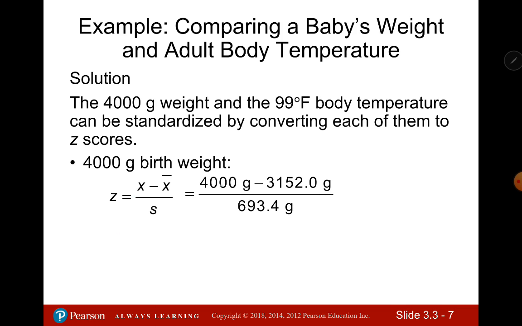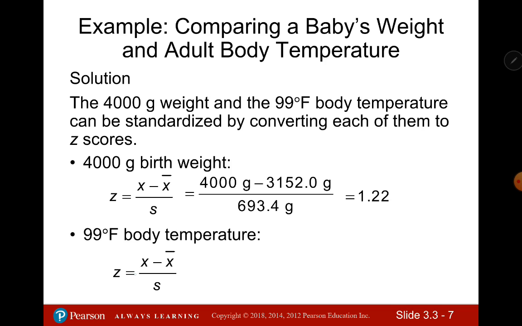So x is the score, the value we want to test. This is the x value, 4,000. We should minus the mean value, which for this sample we know is 3152, divided by the standard deviation from that data set. We will get 1.22, right?